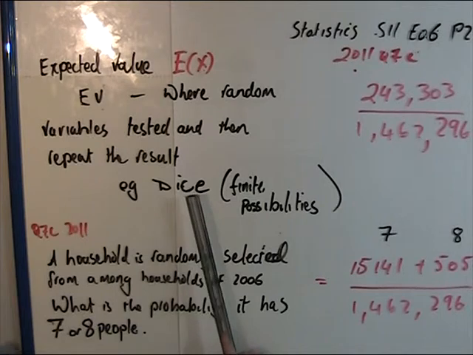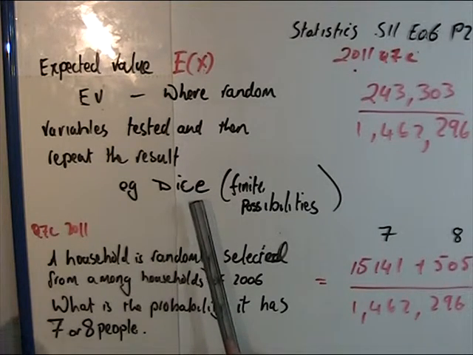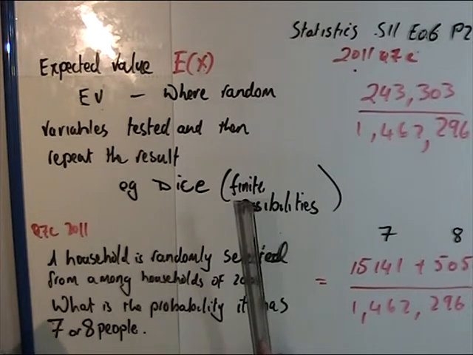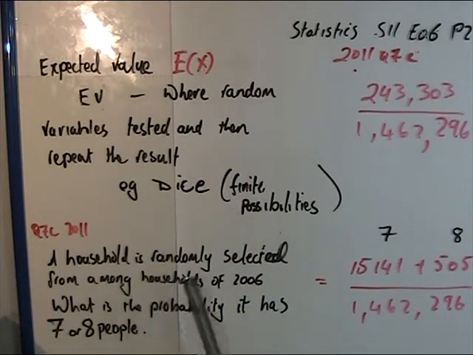No matter how many times you throw it, you know that a certain number will come up within a certain amount of times of throwing it. So that is finite possibilities. And when a household is randomly selected, this is not finite. So how do we calculate the probability?